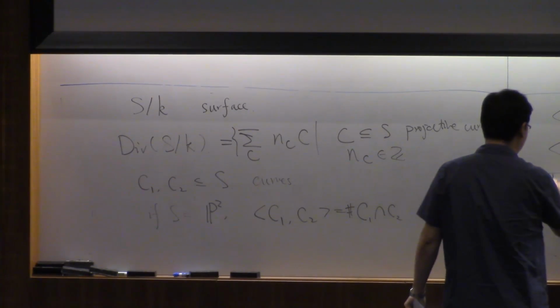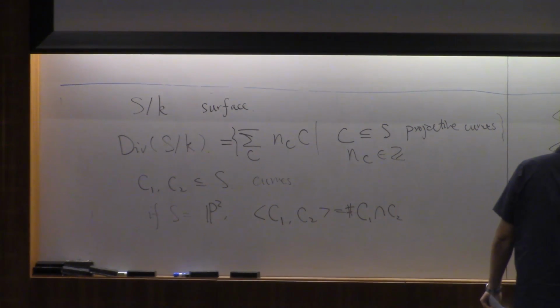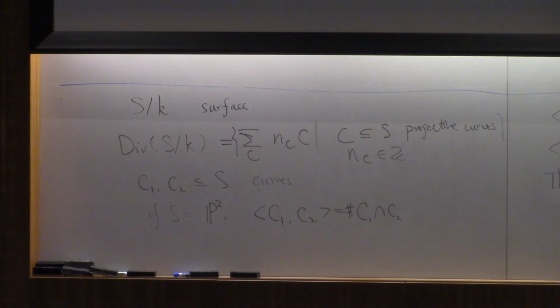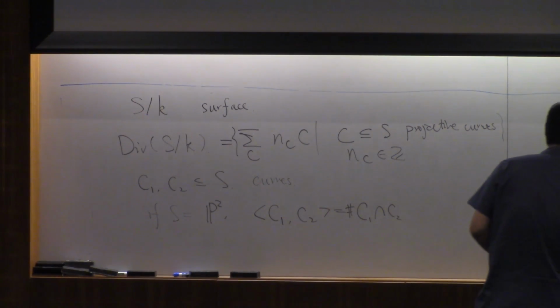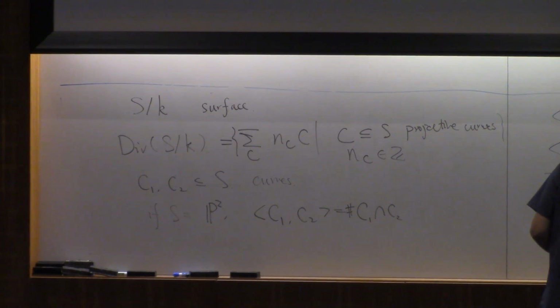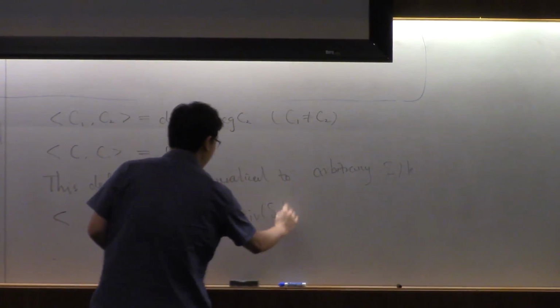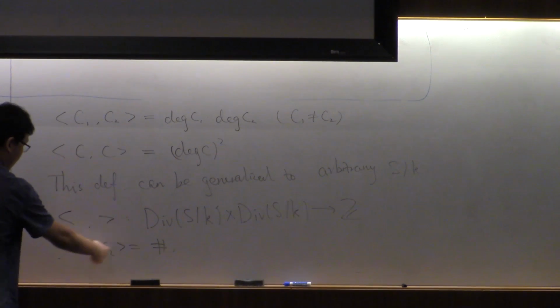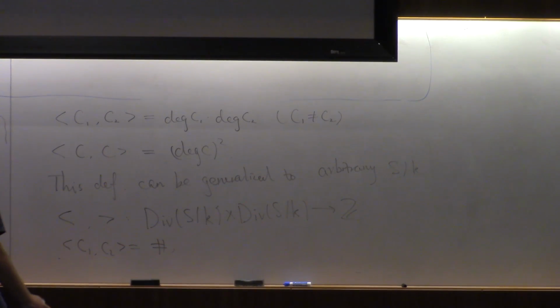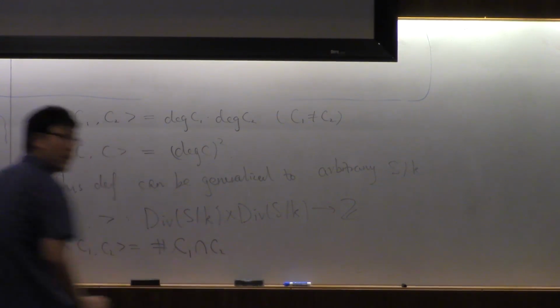But this definition can be generalized to arbitrary S. In other words, if you have a general surface S, you have the notion of divisors, and then we can still have a bilinear form on the set of divisors over the surface S. The value is an integer. It is bilinear, and when you have two different curves, you still have the geometric meaning. Namely, if you have two curves, then the value of this bilinear form on this pair is given by the number of the intersection points of the two curves.